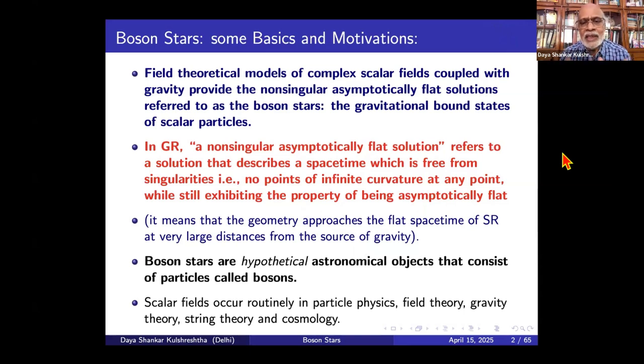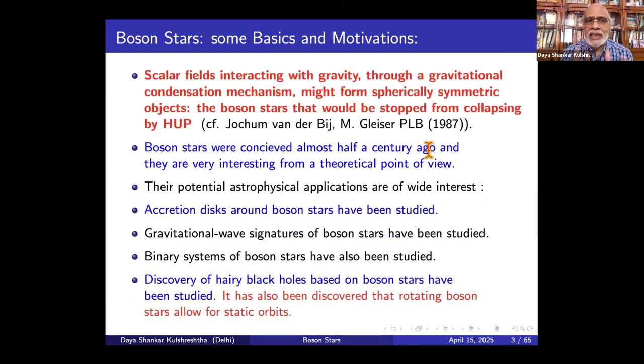Boson stars are hypothetical astronomical objects that consist of particles called bosons. Scalar fields occur routinely in particle physics, field theory, gravity theory, string theory, and cosmology. And scalar fields interacting with gravity through a gravitational condensation mechanism might form spherically symmetric objects, the boson stars, that would be stopped from collapsing by the Heisenberg uncertainty principle. The boson stars were conceived almost half a century ago, and they are very interesting from a theoretical point of view.